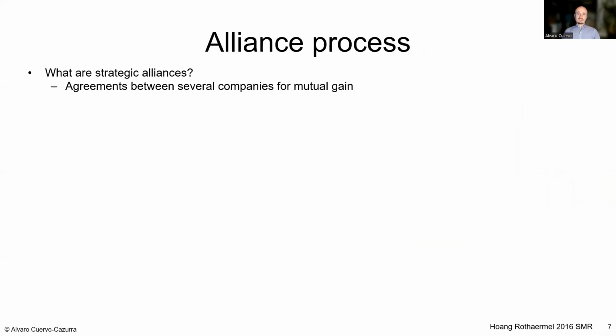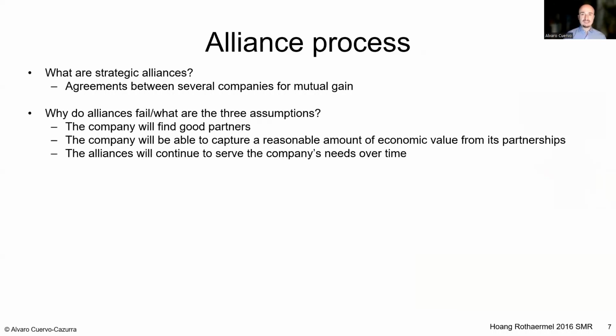This strategic process, alliance between several companies for mutual gain. Yes, why do they fail? Because it's difficult to find partners, because I cannot get the value, because it's not going to work over time. The important thing here to remember is that because it is multiple companies, everybody has to agree to it. So maybe this is the partner that you want, but they are not interested in what you have to offer. You go to another, and then you have to get into the process of negotiating.